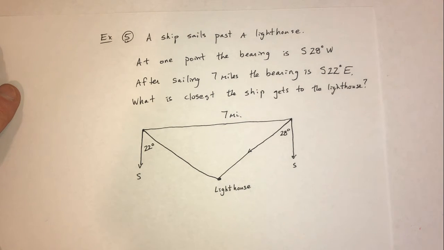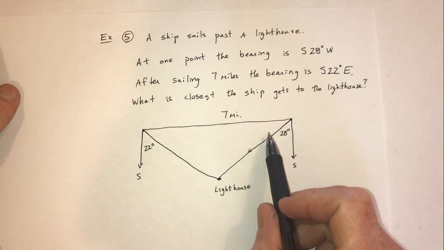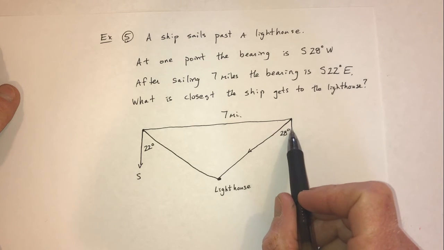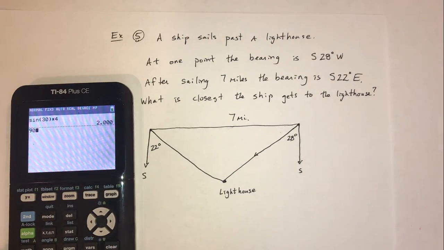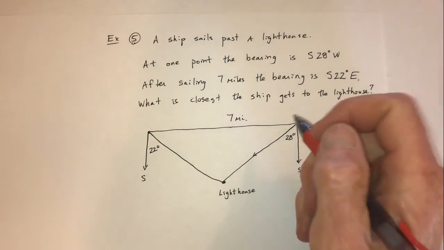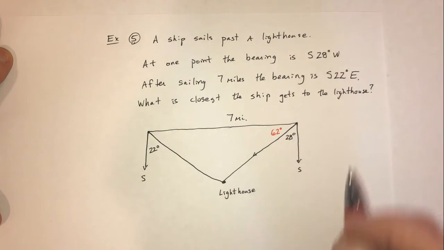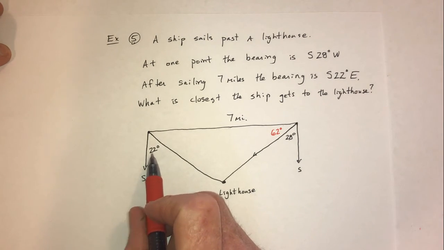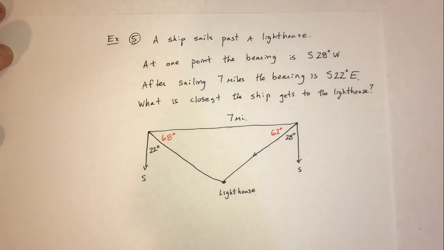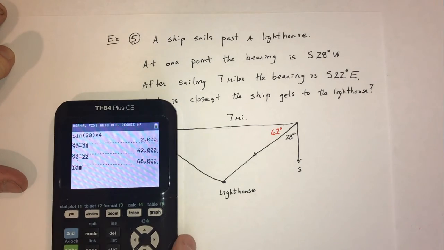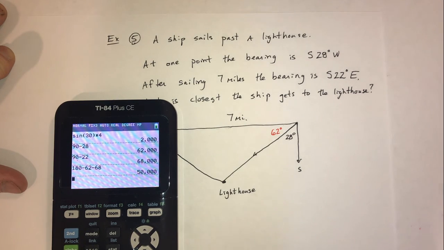All right, now what? So this angle is 28, and then in total this would be 90. So this one right here would be 90 minus 28, which is 62. So this one is 62 degrees. And this one would be 90 minus 22, which is 68 degrees. And then I could even find this angle right here because the 3 angles of a triangle have to add up to 180. So if you take 180 minus 62 minus 68, that's 50 degrees.